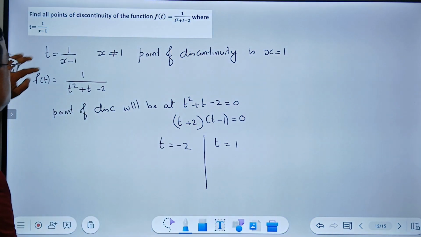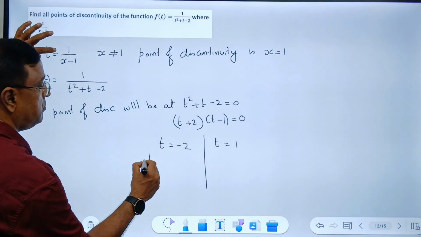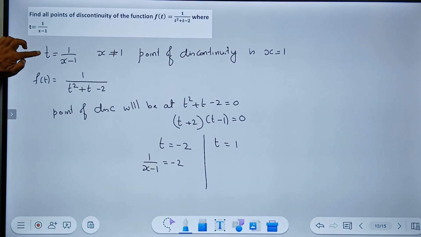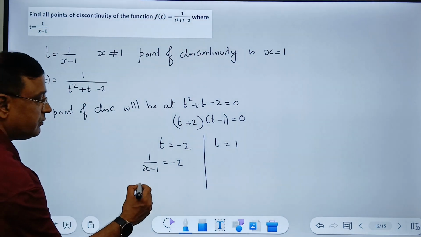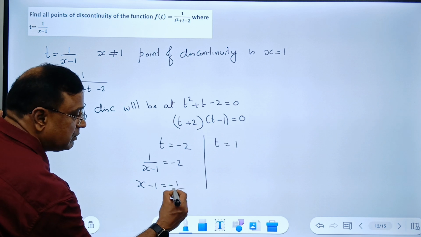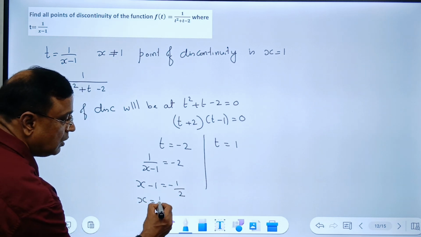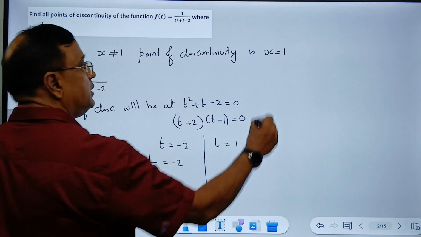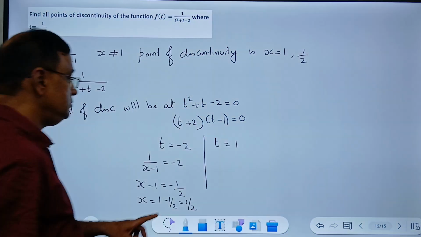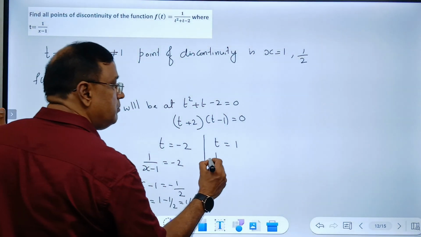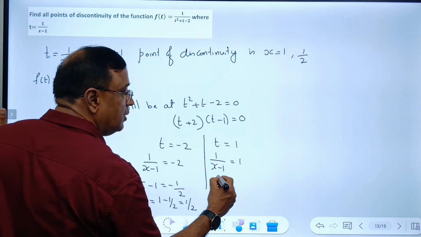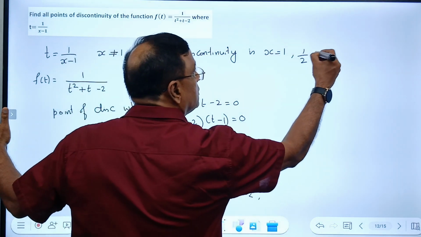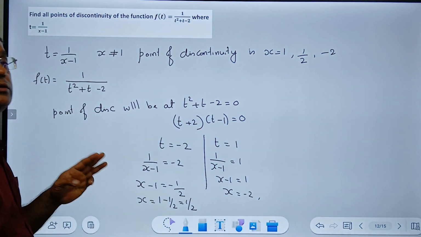So when t is minus 2, what is that? It is 1 by x minus 1 equal to minus 2, right? So t is 1 by x minus 1. Now taking reciprocal, x minus 1 equal to minus 1 by 2. So what is x equal to? 1 minus 1 by 2, which is 1 by 2. So second point of discontinuity is 1 by 2. Correct? Now what is t? 1 by x minus 1 equal to 1. So what is x minus 1? It is 1. So x is equal to minus 2. Wait, the third point of discontinuity is minus 2. So there are 3 points of discontinuity.